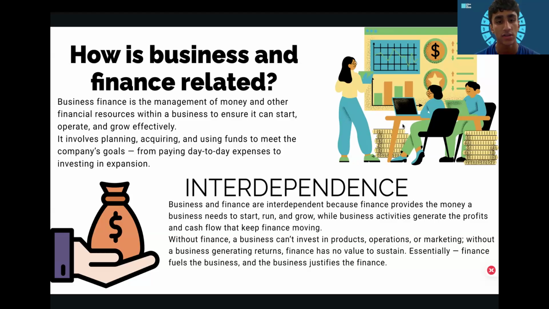So without finance, you can't have a business, and without business, you can't generate profits and cash flow to keep their finance moving. Without finance, a business can't invest in product, operations, or marketing. Without a business generating funds, finance has no value to sustain. Essentially, finance fuels the business, and then business justifies the finance.